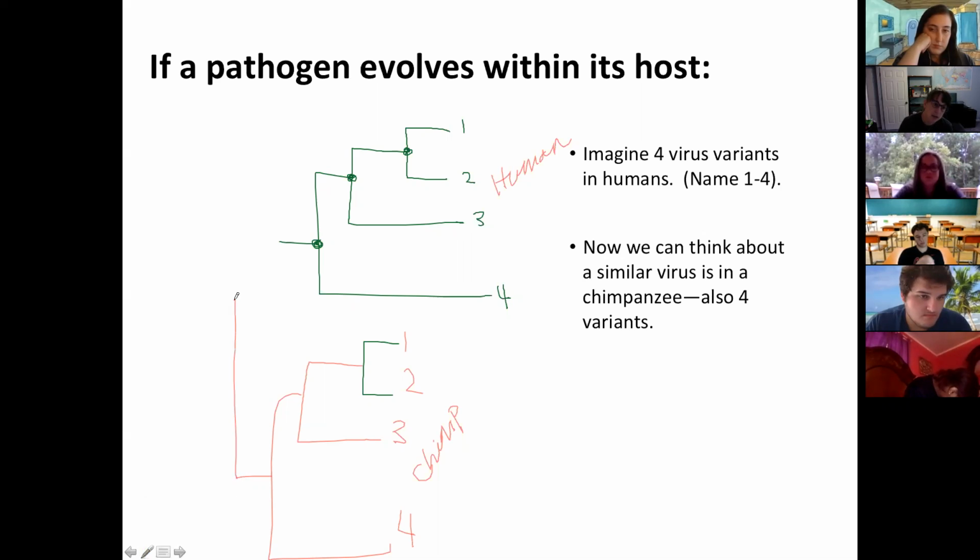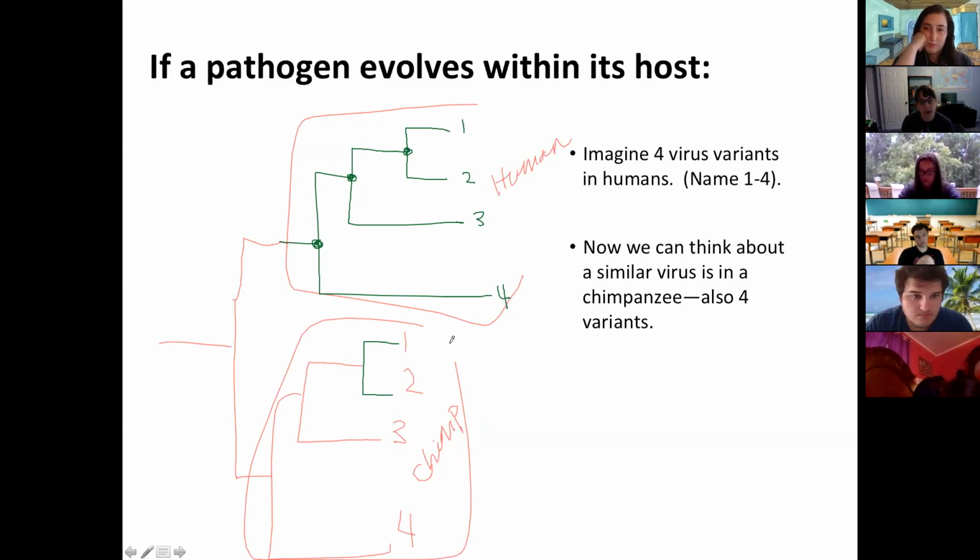So you could imagine a scenario where it actually looks something like this, where the human viruses form a clade like this, right? That's the human viruses. And then the chimp viruses form a clade, right? And that would mean all the human viruses share a common ancestor with each other. Here, all the chimps share a common ancestor with each other. And maybe this common ancestor also had 1, 2, 3, 4, and they speciated together. Does that make sense? Viruses and humans speciated at the same time. That make sense, everybody? Great.